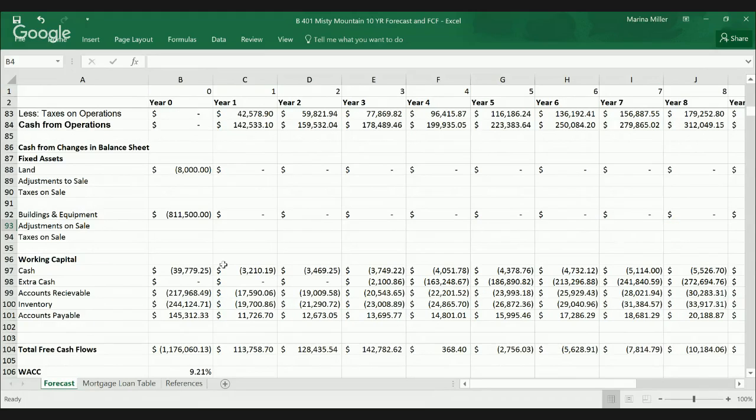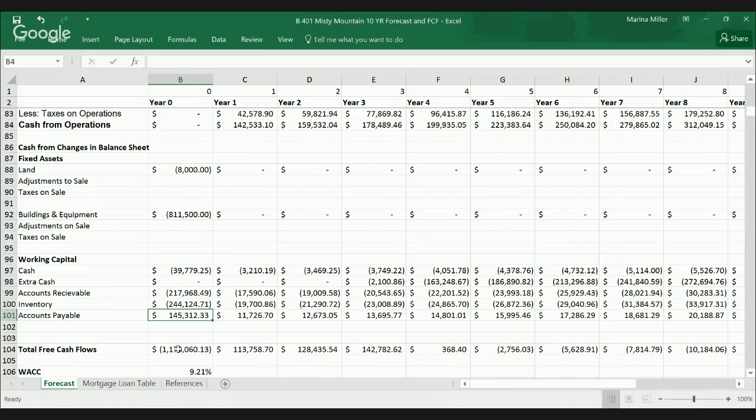Next is the working capital. And this is just the cash, extra cash, accounts receivable, inventory, and accounts payable, next year minus this year for all 10 years. And accounts receivable, extra cash, cash, and inventory are all negative because they're money that's being spent, while accounts payable is money that's going to be coming in.